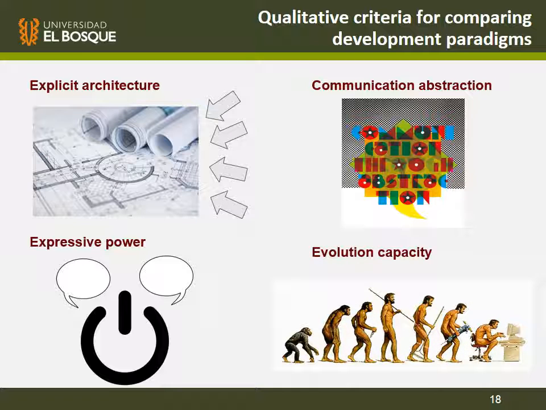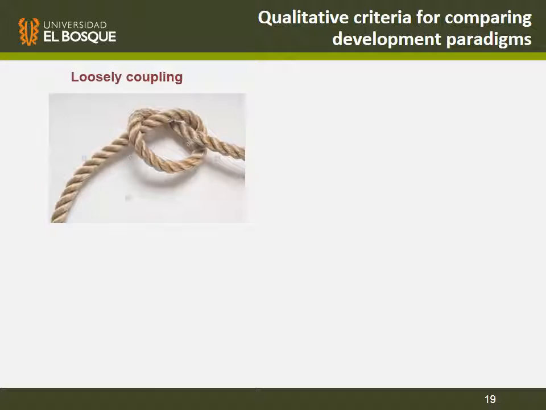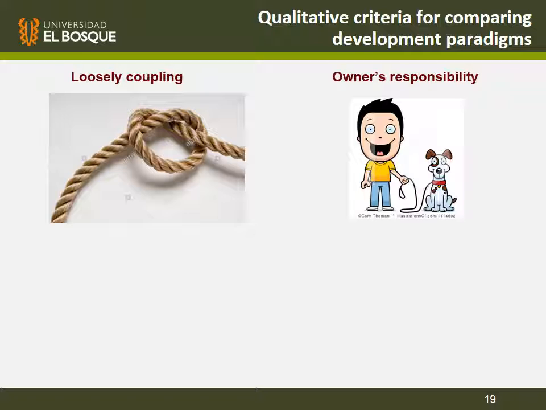The fourth one is evolution capacity, which is the potential of a paradigm to evolve its products and processes. It's based on analysis and judgment value. The fifth criteria is loosely coupling, which is the potential reduction between product process dependencies. The next one is owner's responsibility, which corresponds to the assignment of responsibilities between suppliers and consumers.